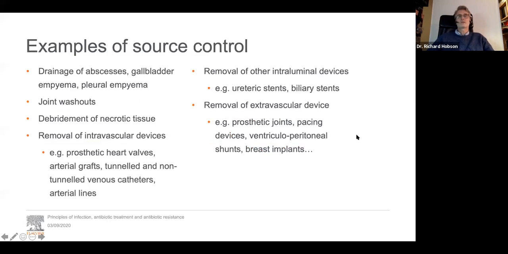And there are many, many examples of what I mean by source control: drainage of abscesses, any collection of pus anywhere, joint washouts, debridement of necrotic tissue. I think most people accept that necrotizing fasciitis is unlikely to get better unless there's some debridement, as well as antimicrobial therapy. Removal of intravascular devices, often impossible, but it's something that needs to be considered at the very least. Removal of other intraluminal devices, ureteric stents, very important to eradicate a urinary tract infection in a patient with a ureteric stent, biliary stent, and removal of extravascular devices like prosthetic joints, pacing devices.